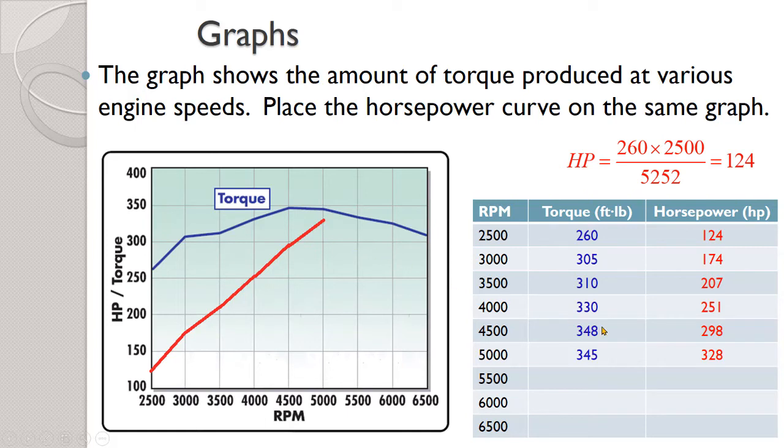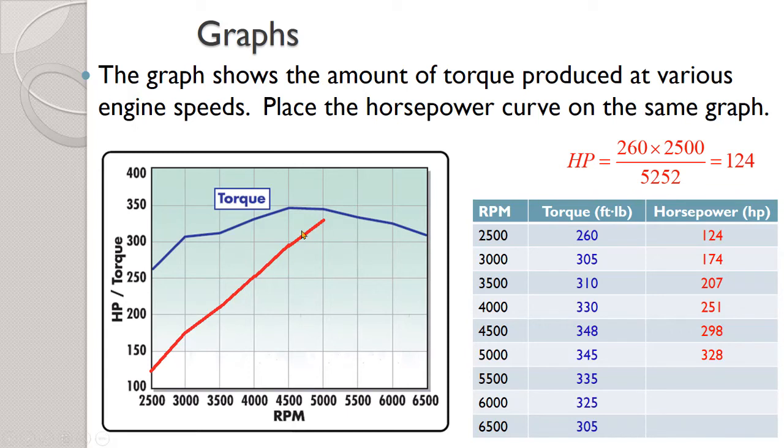Okay, I want you to pause the video, and I want you to read the torque values for 5500, 6000, and 6500 RPM to complete that table. Write those down. Reach for your calculator and use the horsepower formula to calculate those 3 horsepower values. Go ahead and do that. Unpause the video when you're done.